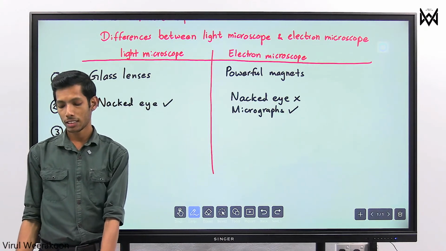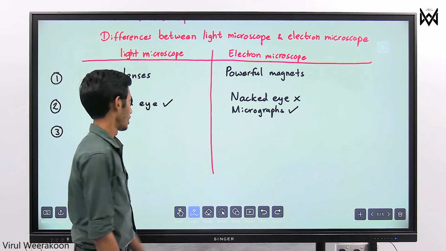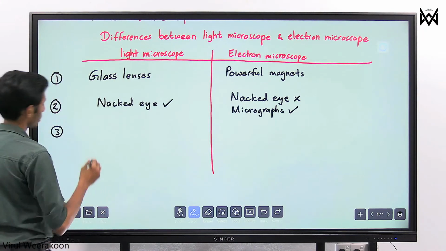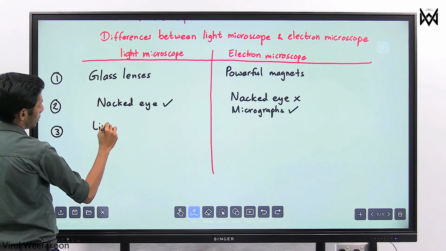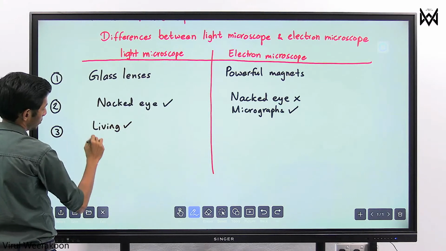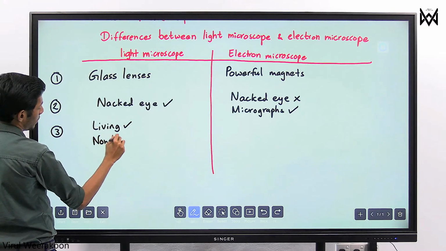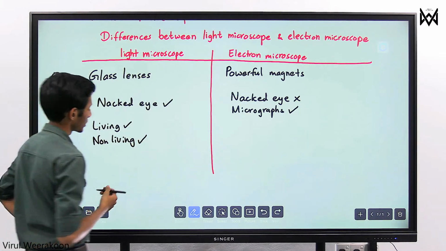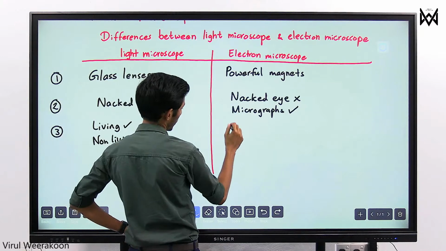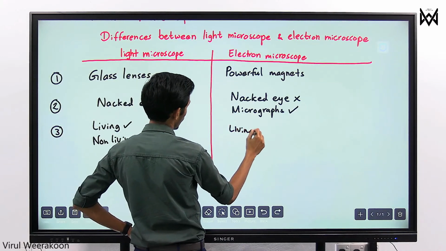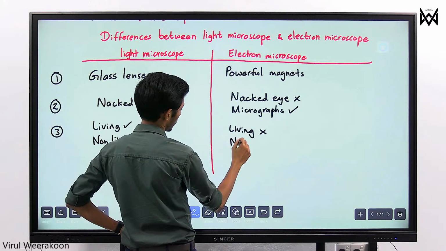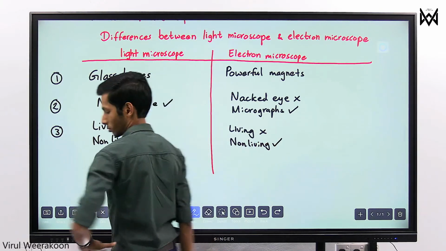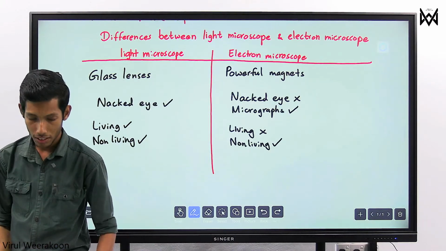Living and non-living objects can be observed. On the electron microscope side, write down: only non-living objects can be observed.